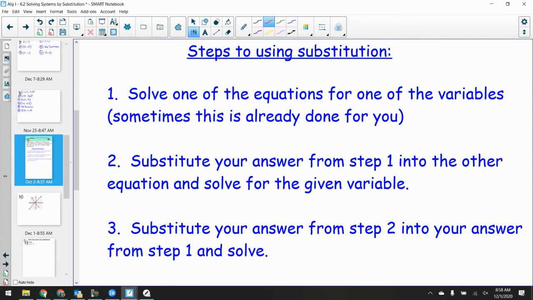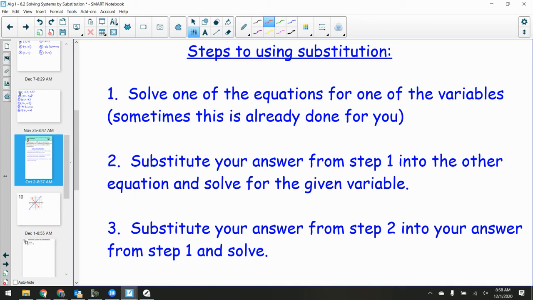These are your steps for substitution. First step, solve one of the equations for one of the variables. These are outlined for you on your guided notes. So basically what I'm saying there is get y alone or get x alone, whatever is easier. A lot of people are always like, well, I gotta get y alone because that's what we always do. No, you don't have to do that. You can get x alone if you need to. There are going to be a lot of times when that is done for you.